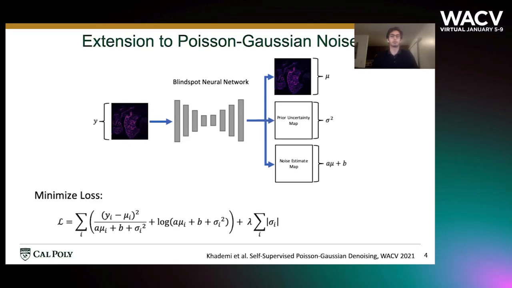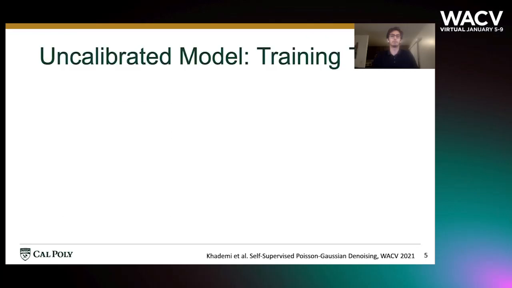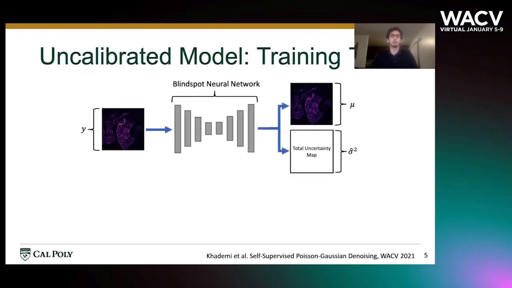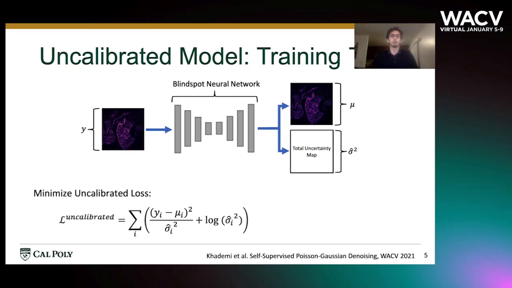This led us to propose our second contribution, which is an uncalibrated model that removes the need for regularization and hyperparameter tuning. In our uncalibrated model, we input a noisy image to our blind spot neural network and produce a mean and total uncertainty estimate at each pixel. The total uncertainty accounts for both the prior uncertainty and noise estimate that was required as output in our previous model. Now, we can train our blind spot neural network by minimizing our uncalibrated loss function.